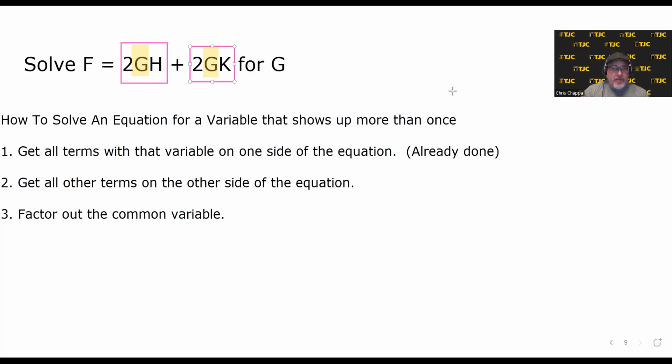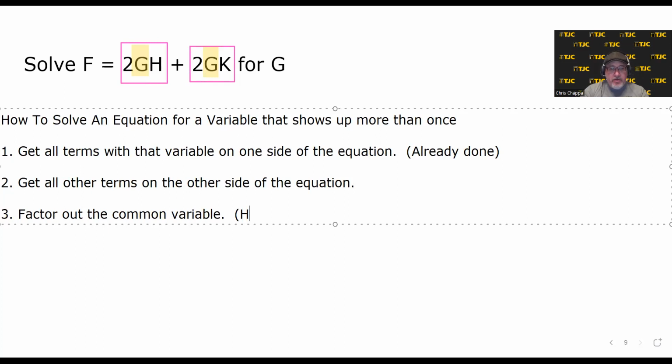So in this problem, we're going to factor out G. And that's how you spell factor. We're going to factor out G, and in this case, we're factoring out G because it's what we're solving for. And that will leave 2H plus 2K in parentheses on the right side with the G.